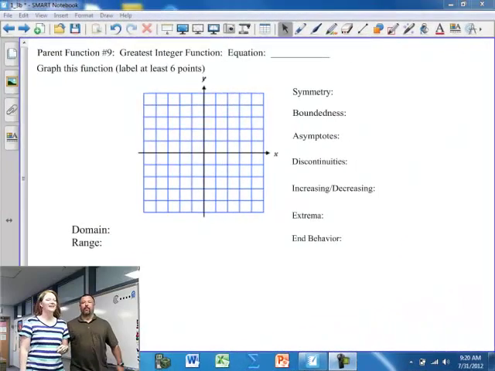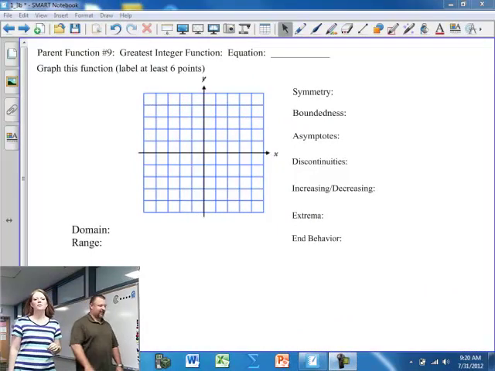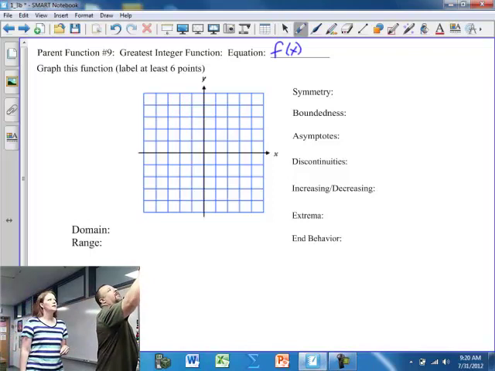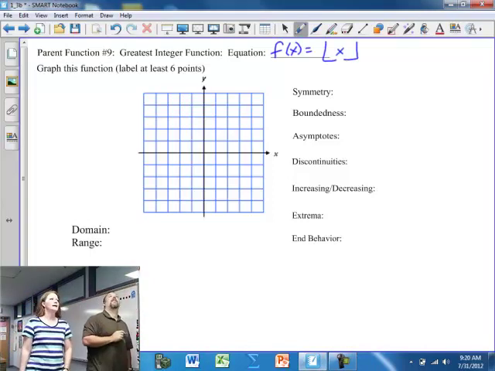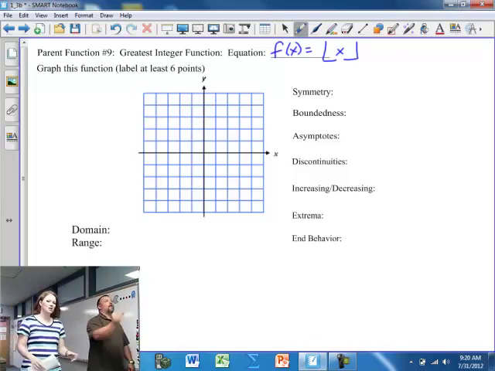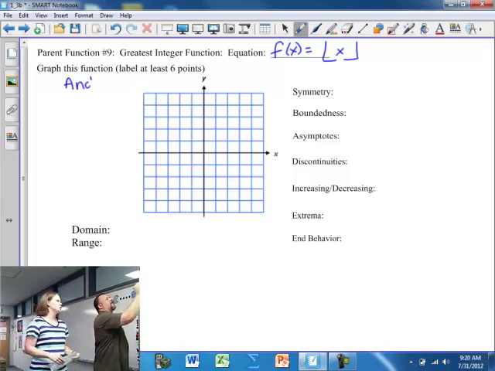All right, welcome back. We're doing parent function number 9. This one's called the greatest integer function, and the equation is f of x equals, and it's this funny little symbol that looks like an L, and it kind of means round down. If you've had FST, you've seen this symbol before. You did touch on it briefly in Algebra 2.